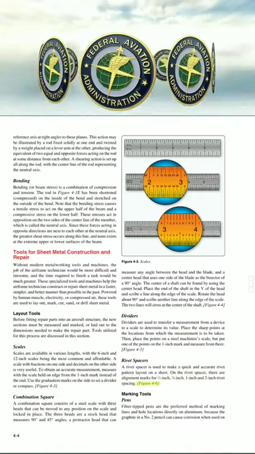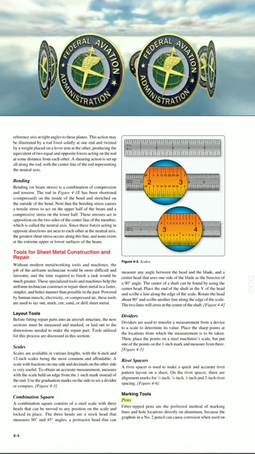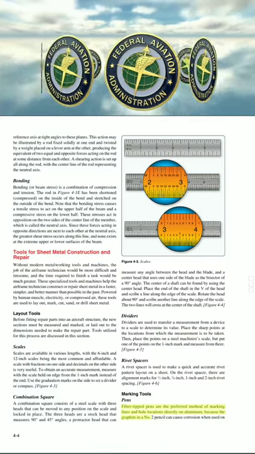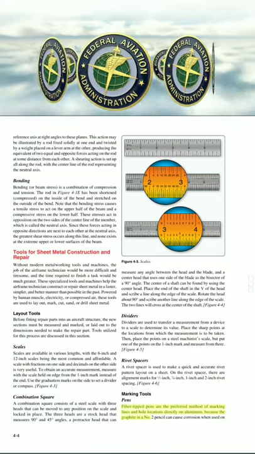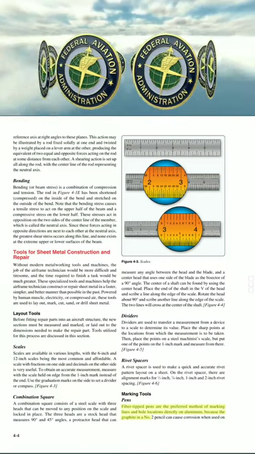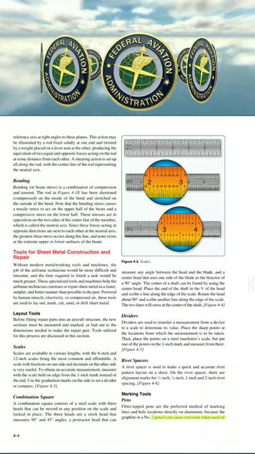Figure 4-6. Marking tools. Pens. Fiber-tipped pens are the preferred method of marking lines and hole locations directly on aluminum, because the graphite in the No. 2 pencil can cause corrosion when used on aluminum.